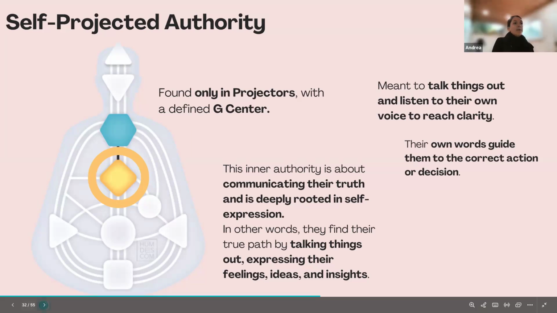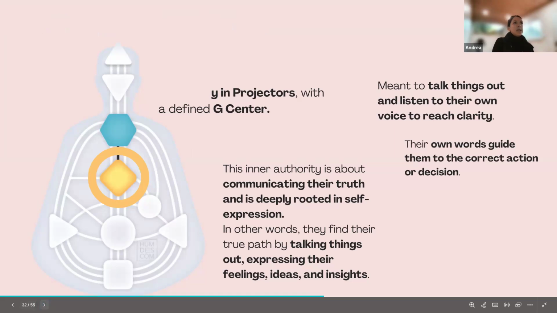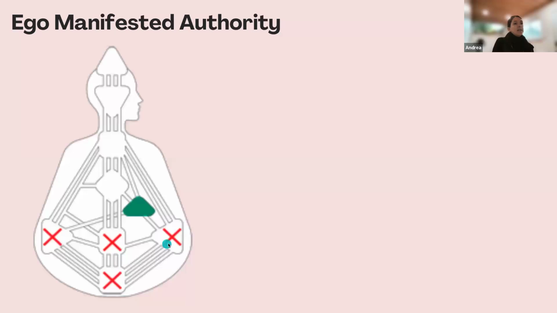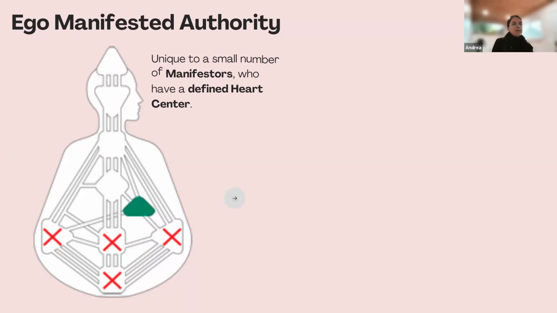Okay, and then the last authority we're going to go over today is the ego manifested authority. So again, this is going to be someone that doesn't have any of the previous centers defined or colored in. So they're going to have that heart center, or the ego center, or will center. It's called several different things, but this one's unique to manifestors who have a defined heart center. So again, it's that little triangle off to the side.